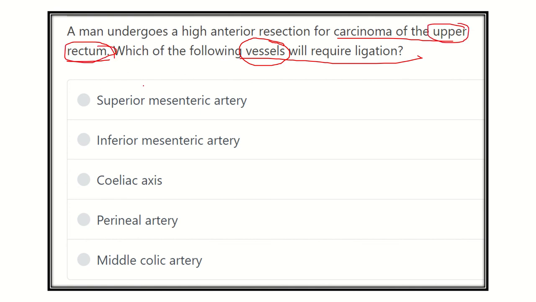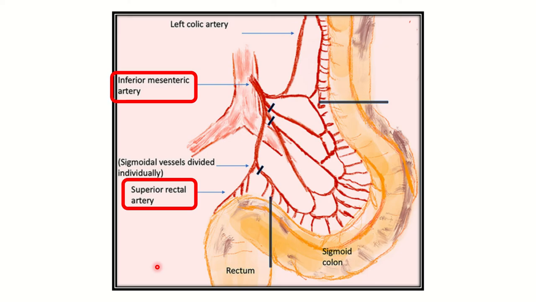So first of all, we have to find out the rectum, then the blood vessel of the rectum, and find out the vessel which supplies it. Here the options are superior mesenteric artery, inferior mesenteric artery, celiac axis or celiac trunk, perineal artery, and middle colic artery. So here is the blood supply of the left part of the colon, sigmoid colon, and rectum.